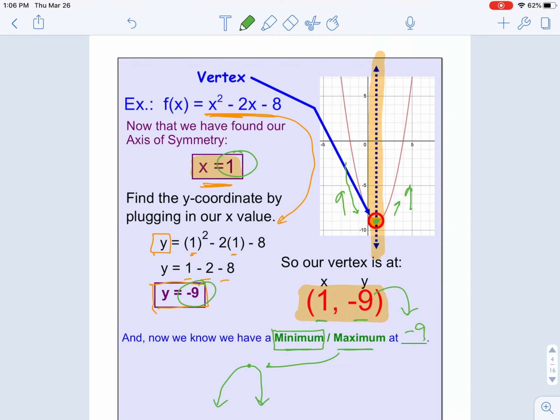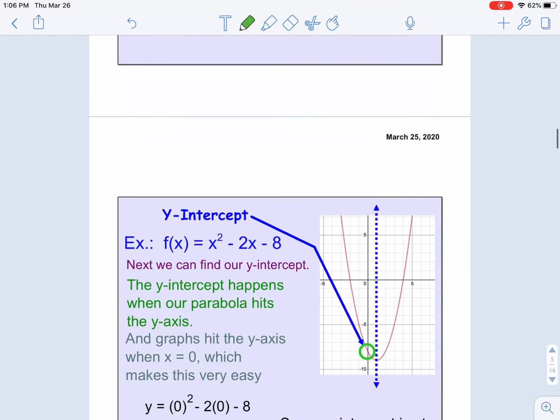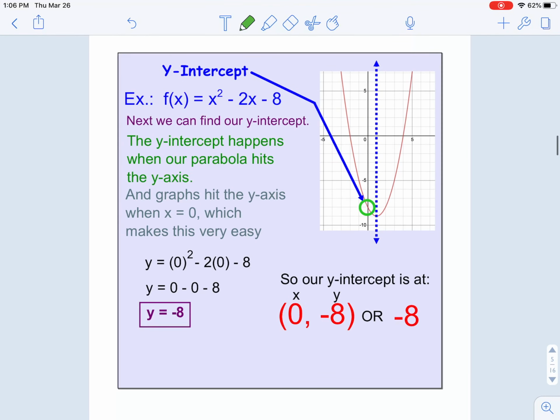And what is that minimum? Well, we just take it right from that y spot, negative 9. This graph will not go lower than negative 9, so negative 9 is its minimum. Okay, now we have found the axis of symmetry. We found the vertex. The easiest one is our y-intercept.